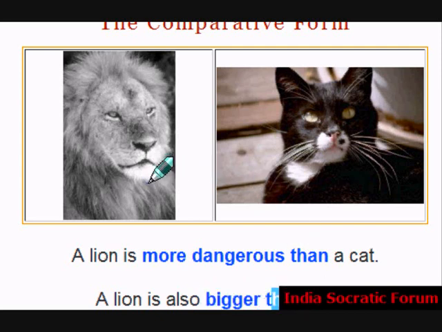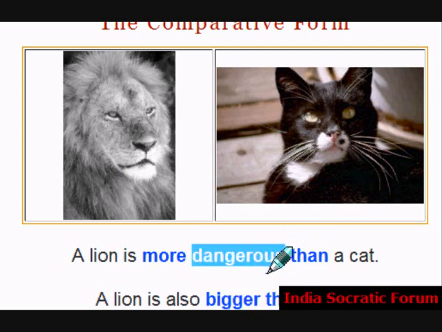Bigger. Big. The comparative form is bigger. Dangerous. Comparative form, more dangerous. We can say there are two tomatoes. One is bigger than the other, or one is smaller than the other. So this is the way we compare.